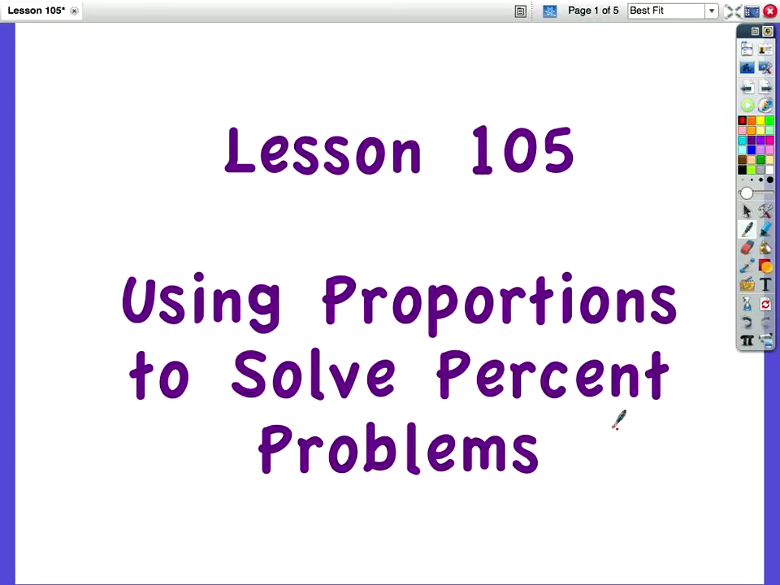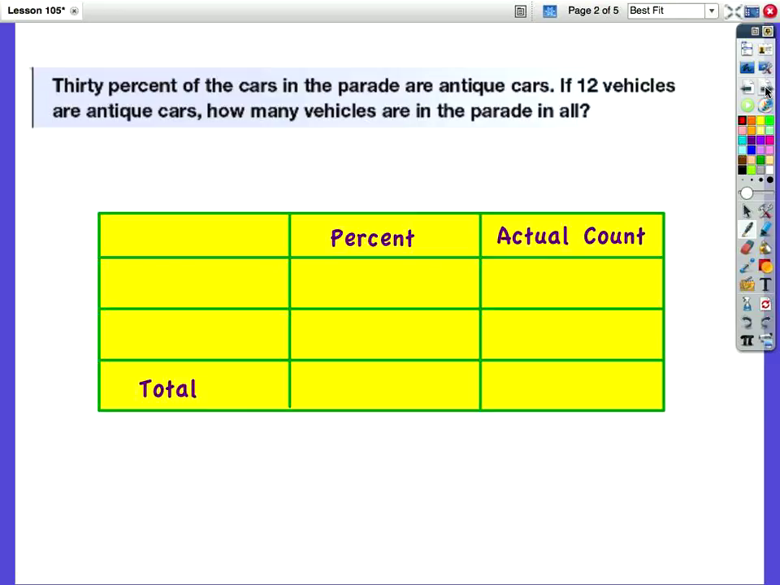For lesson 105, we're going to be using proportions to solve percent problems. So the question is: 30% of cars in the parade are antique cars. If 12 vehicles are antique cars, how many vehicles are there in the parade in all? We're going to set this up just like we did our ratios a few lessons ago.